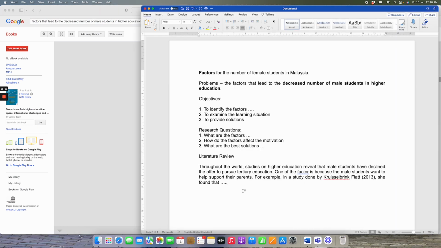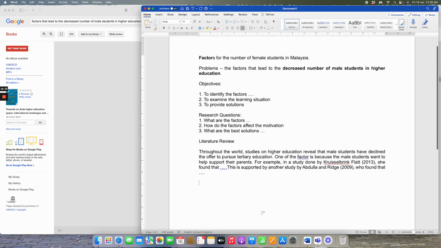So because their points are the same, you will say this is supported by another study by Abdullah and Rich, 2009, who found that, whatever. Or alternatively, you can also write, for example, one of the factors.